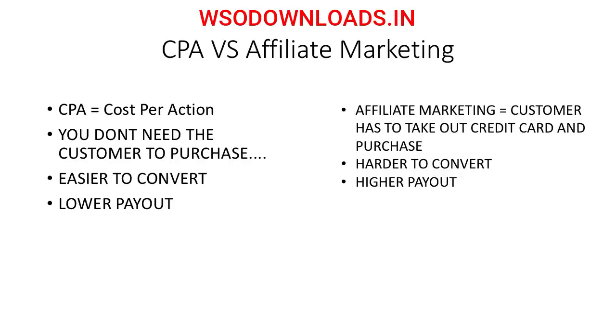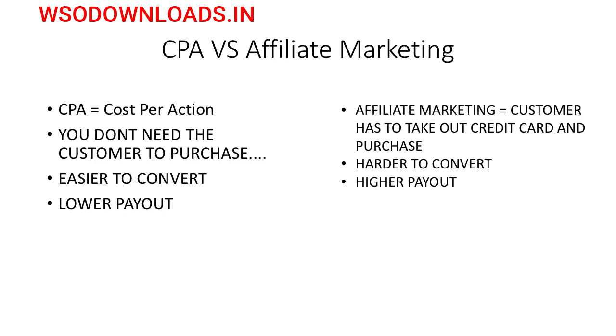CPA stands for cost per action, okay? And the main difference between CPA and affiliate marketing is that with CPA, the customer doesn't need to actually purchase any product, okay? We can have different types of CPA offers, like email submits, where the person you refer has just to submit their email and you get a small commission of like $1 to $2.